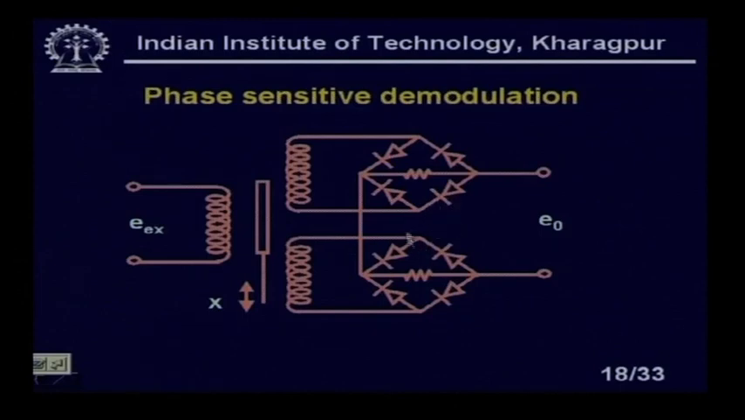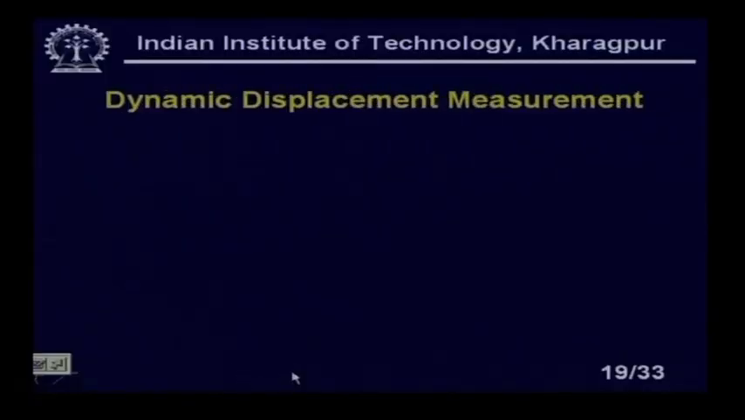If I make this algebraic sum, then what will happen? You will find that the polarity of the output voltage will depend on the position of the core, that means whether the core is above null or below null. If it is above null, it will be positive, if we assume positive. If the core is below null, it will be negative, right. So, this is the phase sensitive demodulation circuit.